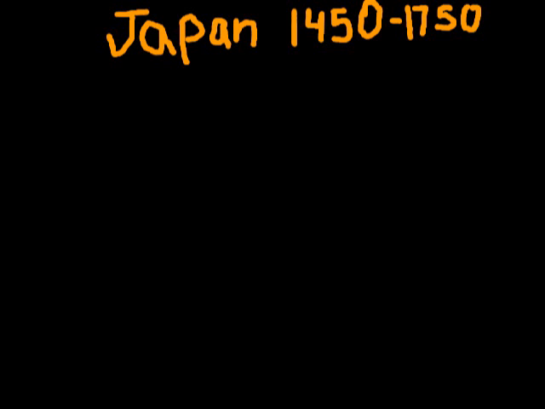Okay, so in this video, I'll be talking about Japan from the era 1450 to 1750. So basically, even before this era, Japan had an emperor, but his figure was basically symbolic, and the shoguns were the ones who actually ruled the lands.